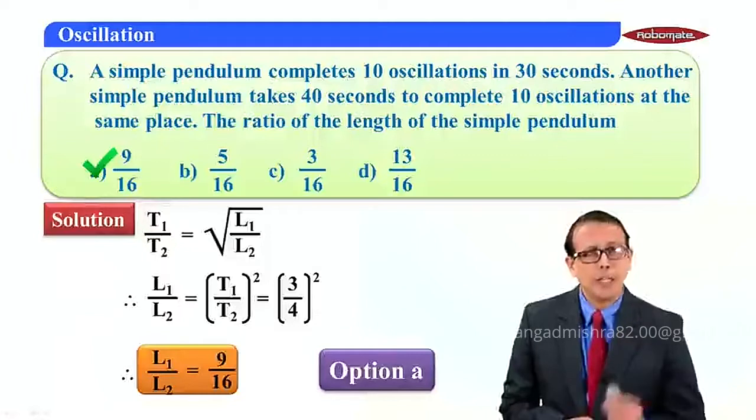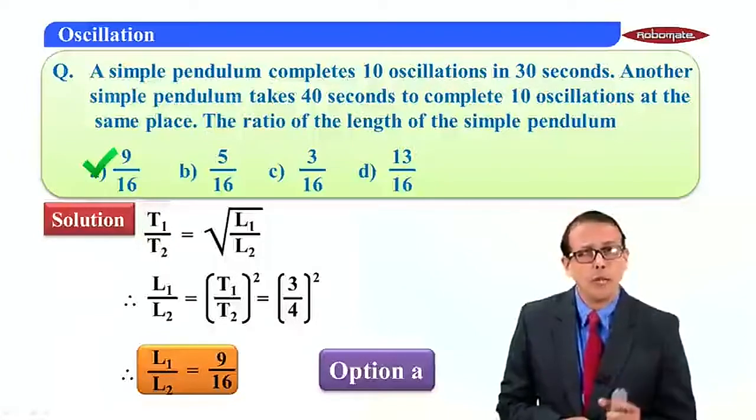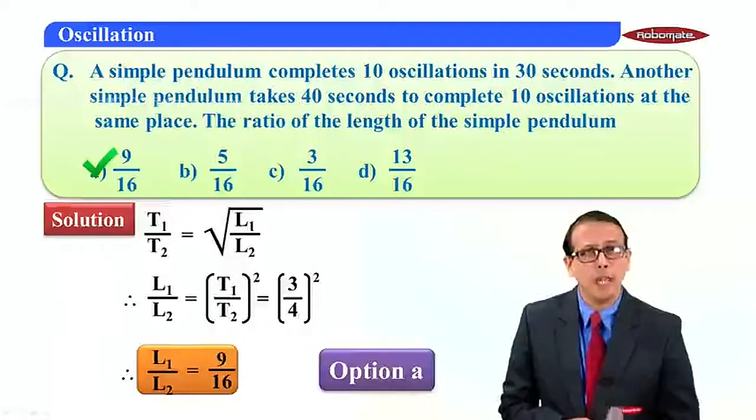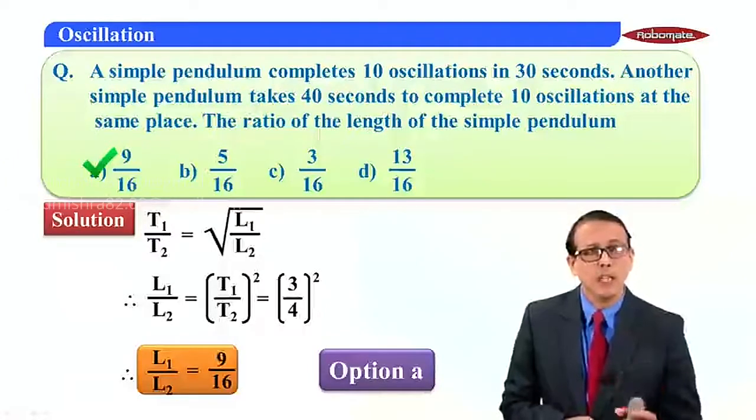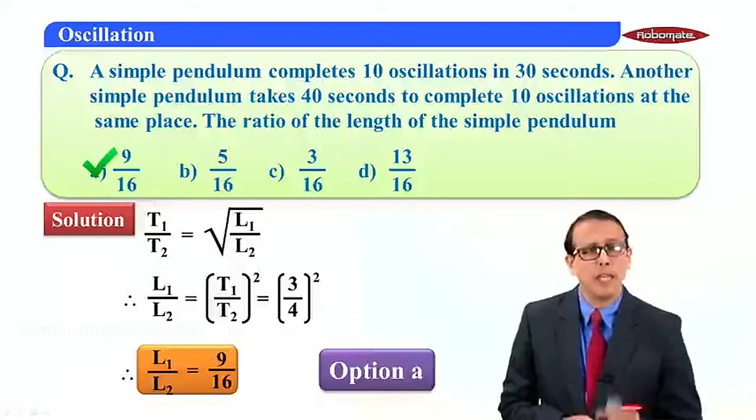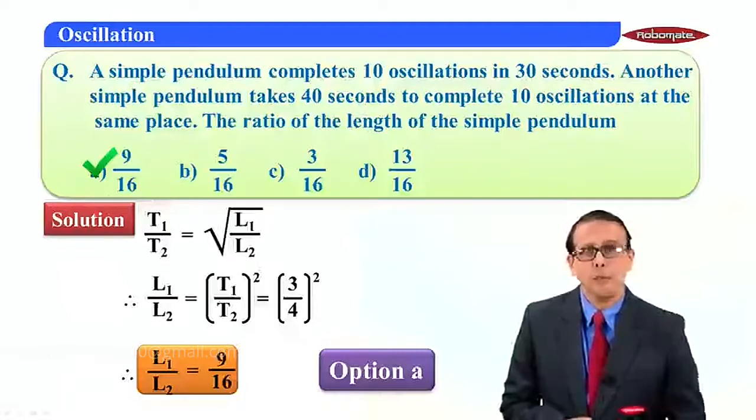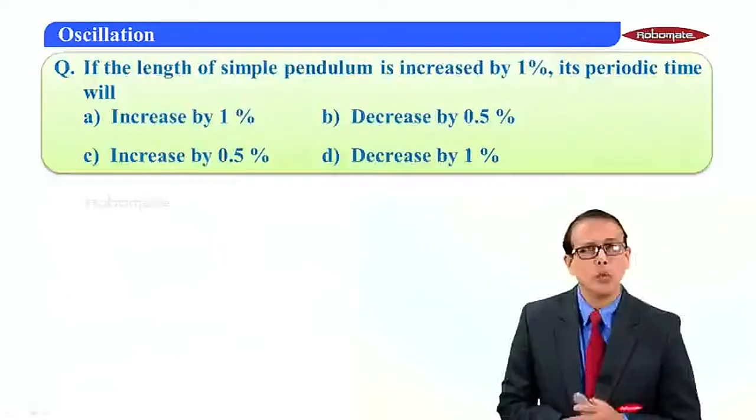Students, in this case, time period was given in a very coded language by giving the information 10 oscillations in 30 seconds. From there we found out T and we solved this MCQ. Let's move to the next question, students.